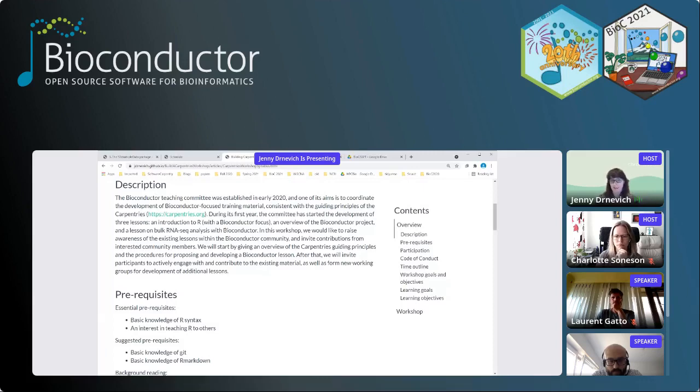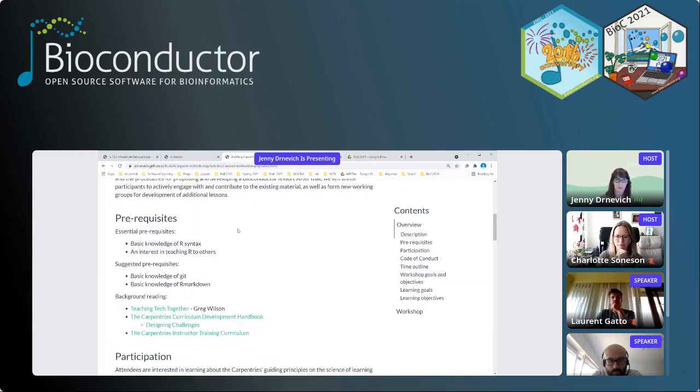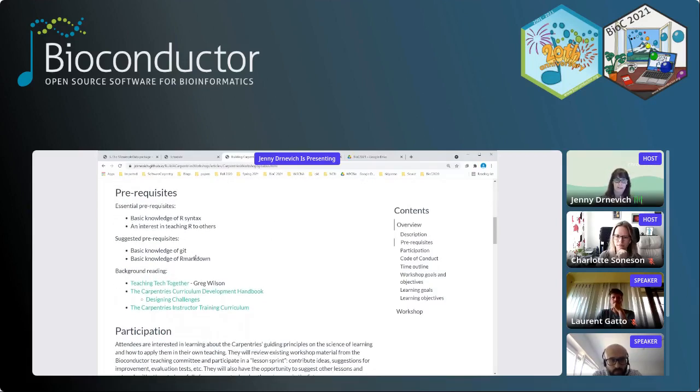This is a workshop in itself, so we have tried to apply the Carpentries principles to this workshop. The prerequisites for people are just basic knowledge of R syntax and an interest in teaching R to others. A lot of what we're going to be doing is in Git. If you know Git, that's better, but if you don't know Git, you can still contribute and you can still be acknowledged for what you do.